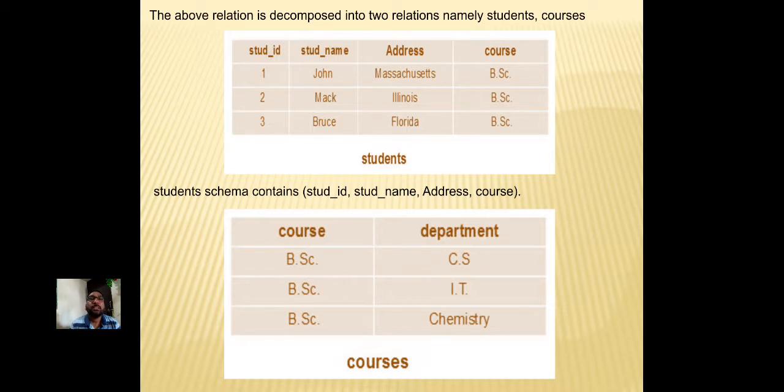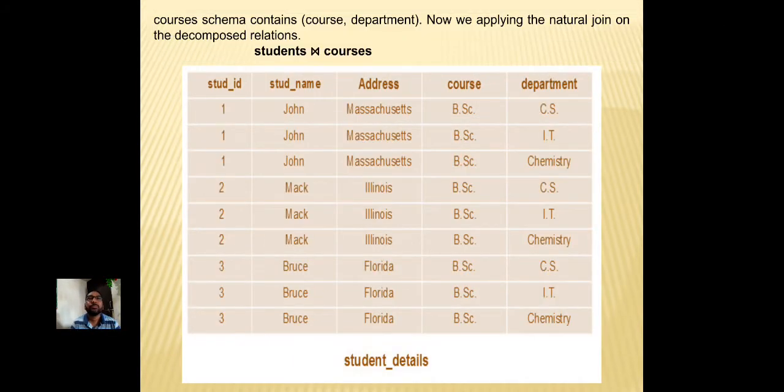The above relation is decomposed into two relations, namely student and course. The student table shows student ID, student name, address and course. The student schema contains student ID, student name, address and course. The course table shows course and department only. The course schema contains course and department.